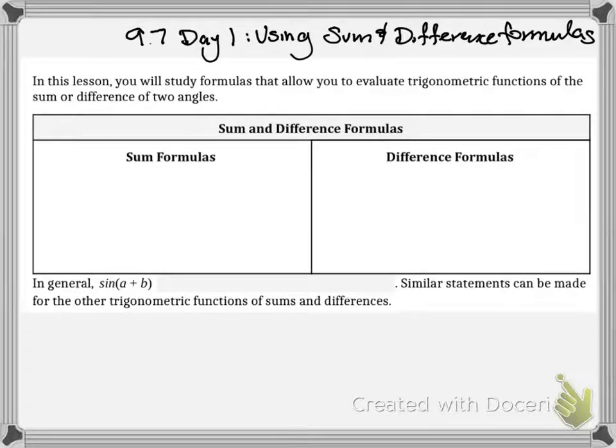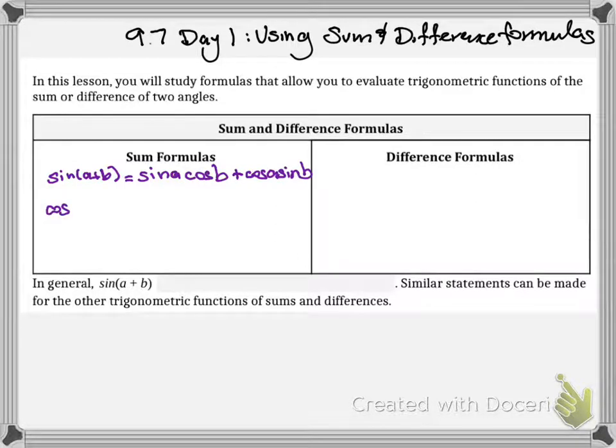5.7 day 1, we're using sum and difference formulas to evaluate trig functions. And so here are the 6 formulas that you need. So the sum formulas, the first one is sine of A plus B equals sine of A times cosine of B plus cosine of A sine of B.